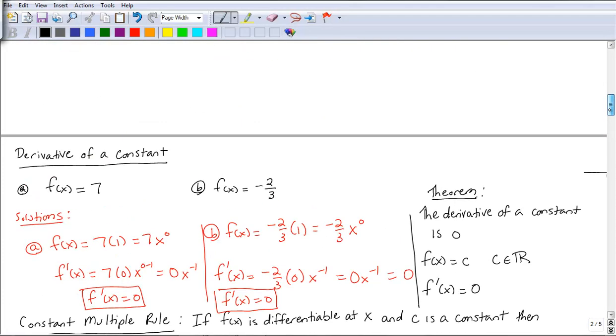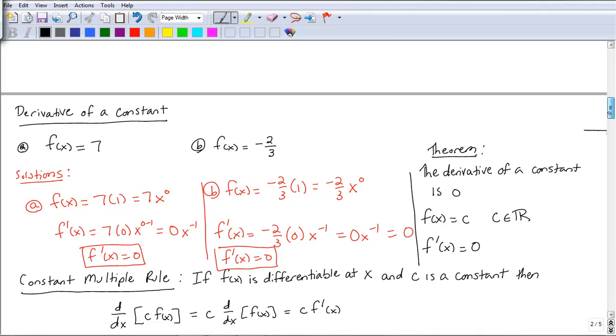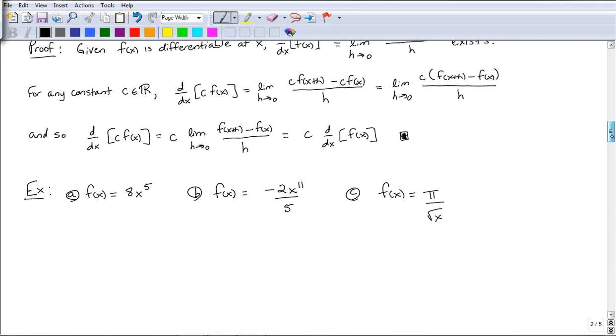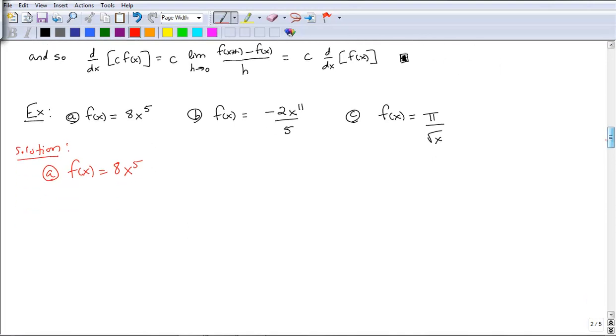So people get that mixed up with the derivative of a constant because this sounds similar. If it's just a number, the derivative is 0. But if I have a number times x's, the derivative, the 8 doesn't go away. For example, in part A, f of x is 8x to the 5th. That 8 is the constant c they were talking about before.